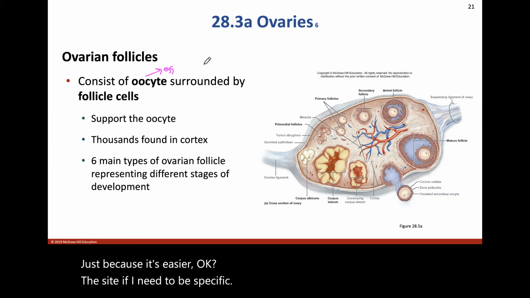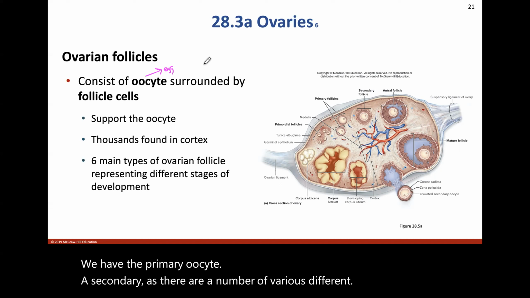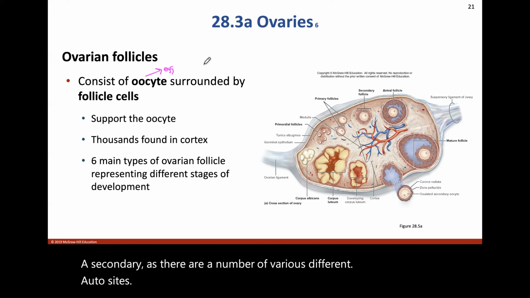We have the primary oocyte, a secondary oocyte. There are a number of various different oocytes, as you can see from the picture. And then we have this scar towards the end, like an empty wrapper.